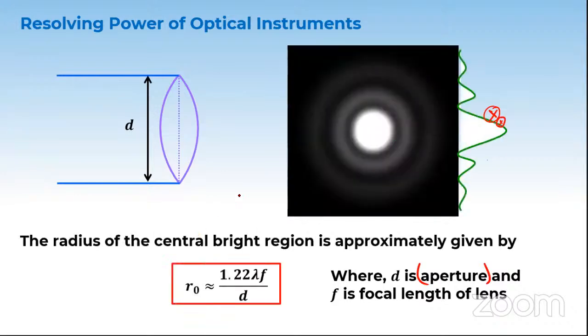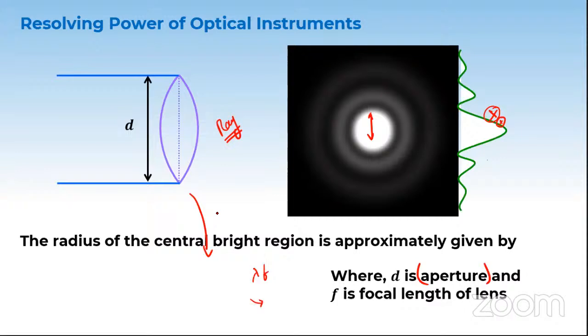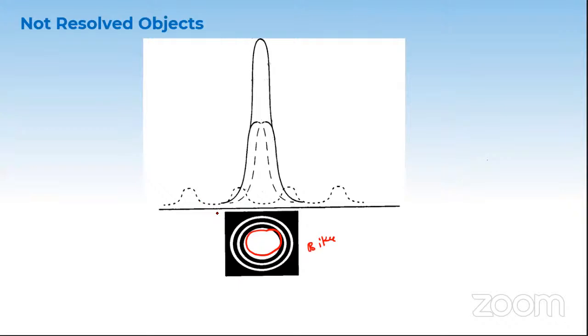That the R naught, the central fringe of the star, should be at least 1.22 lambda f by d, where d is the aperture diameter of the telescope, lambda is the wavelength of light you're using, and f is the focal length of the lens of the telescope. Don't worry about this. I'm just telling you that this kind of condition you'll be learning in ray optics. There is no derivation of this formula now. This chapter will come back in ray optics, so don't worry. I'm just telling you that this exists.